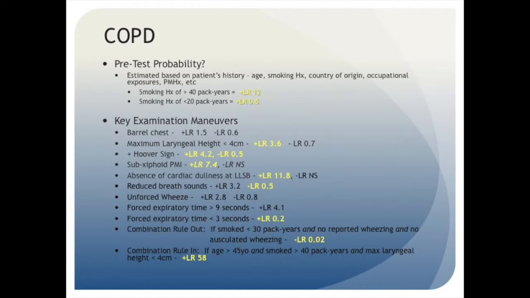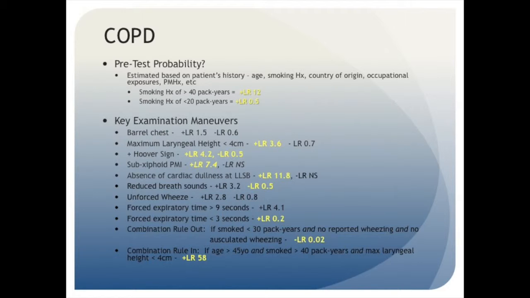Now I wanted to mention the results of a meta-analysis that was published in JAMA in 1995 that suggested that if you have more than 40 pack years in your smoking history, then you are 24 times more likely to have COPD than somebody who smoked for less than 20 pack years.